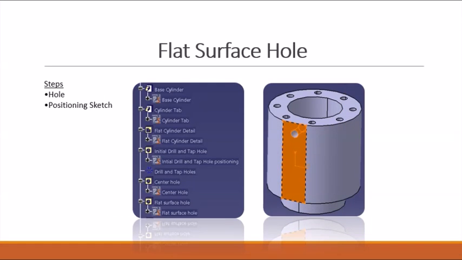This next feature was also a very simple one. We once again use the hole tool, and this time we use it on the flat surface of the cylinder. This time we need to use a positioning sketch to actually place the hole. And the figure on the left is just an illustration of where we are in the spec tree, showing you the steps. So once again, we started with the base cylinder, cylinder tab, flat cylinder detail, the 8 instances of the small holes up top, the center hole, and then this surface.